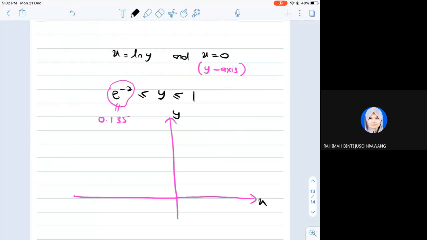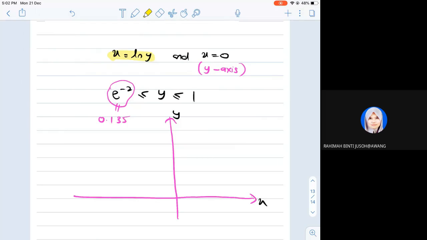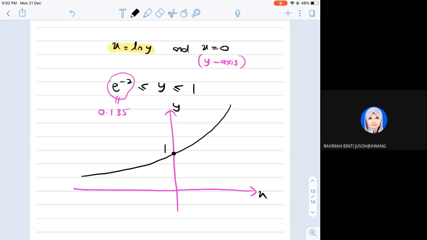X and Y. You need to sketch this graph. Graph ln, x equals ln y. So ln 1 equals 0, so it will intersect at 1. It should look like this. Okay, and then here ln y, ln 1 equals 0, so 1 here. As we know, exponent -2 is less than 1, 0.135, so that's why the coordinate should be here.